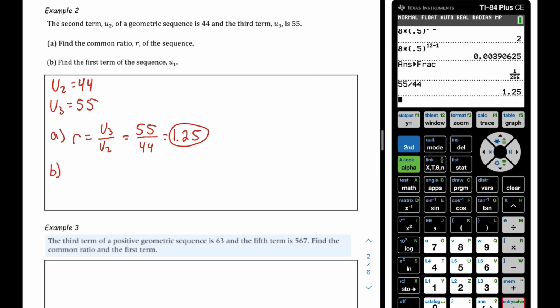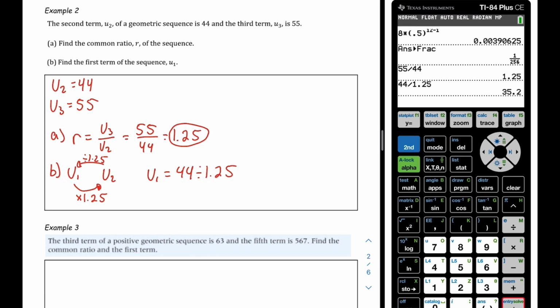B, find the first term of the sequence. Well, there's a few ways that we can find that. We have u2. Normally to go from u1 to u2, we would multiply by 1.25. But if we're doing the other way around, then we can divide by 1.25. So therefore, u1 would be equal to 44 divided by 1.25. So we're going to get that u1 is equal to 35.2.